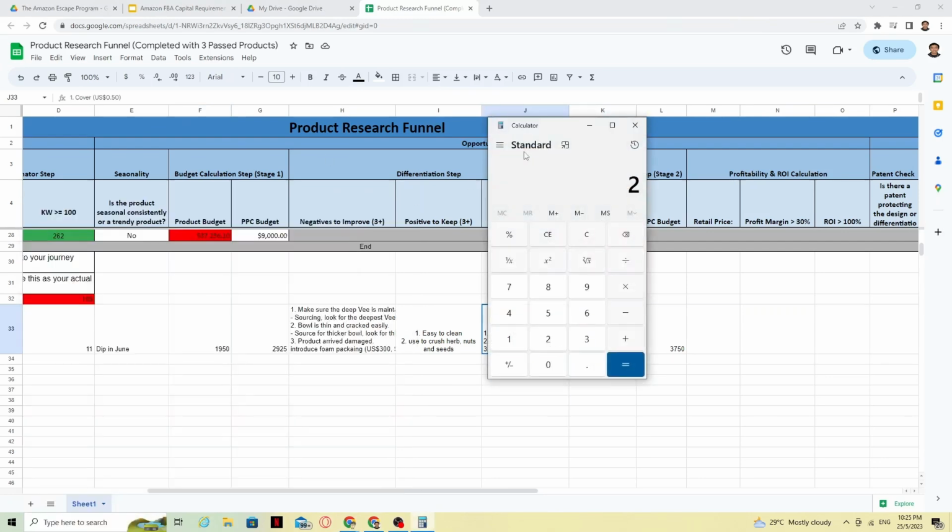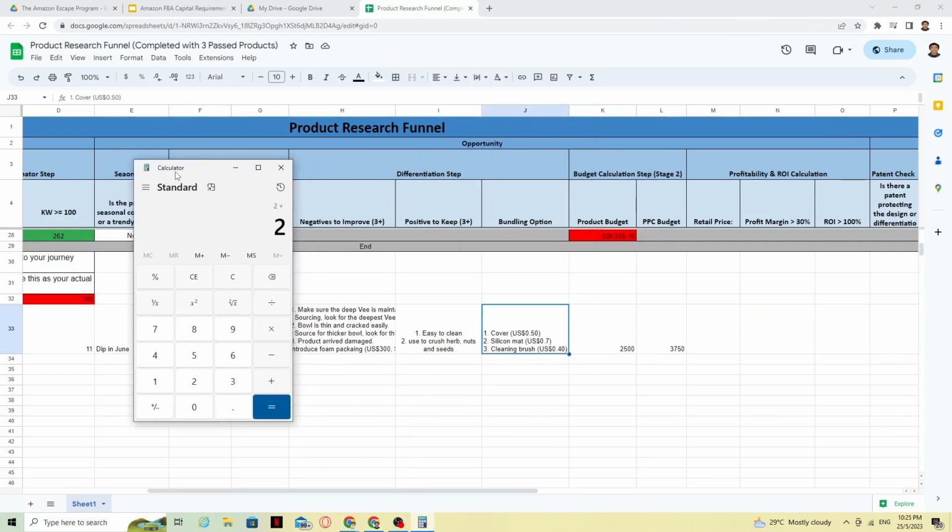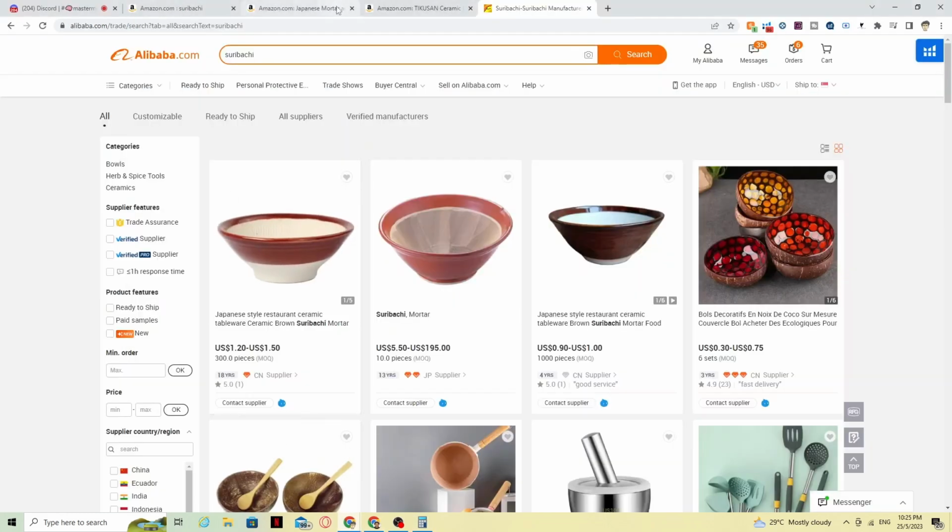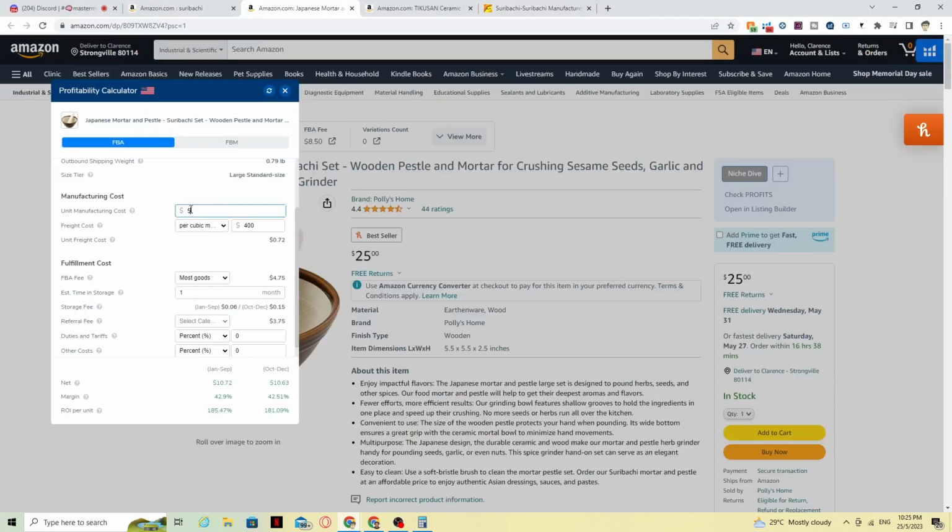So 2 USD plus, let's say we don't want the cover, we just want the silicone mat and maybe the brush. Okay, plus 0.7 plus 0.4. So this is our estimated per unit manufacturing cost. Okay, so estimated here, $3.10 manufacturing cost. Okay, so shipping price now, a lot better.